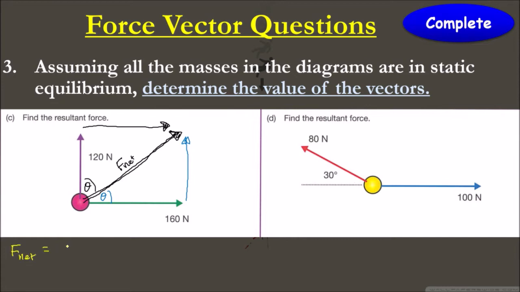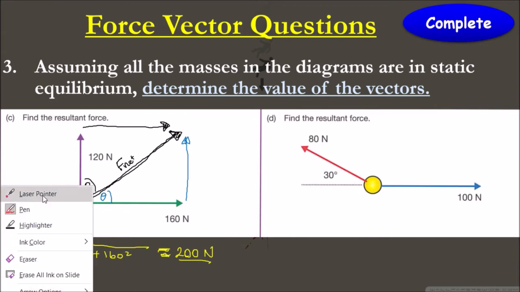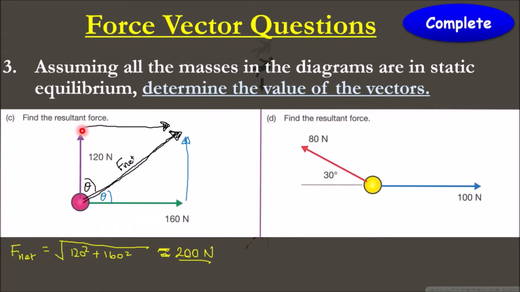Our net force is the square root of 120 squared plus 160 squared. That gives us approximately, or looks like exactly, 200 newtons. Okay, now because we want to find a resultant force, and this is a vector in 2D, we should also try and find the angle that it produces. Okay, so let's use this angle up here, because if I use this angle as reference, I can use it to find the true bearing of our net resultant.